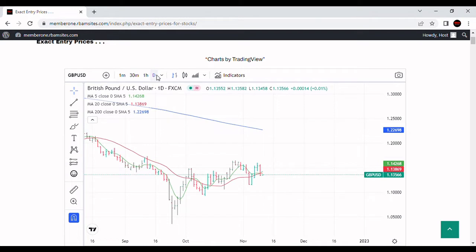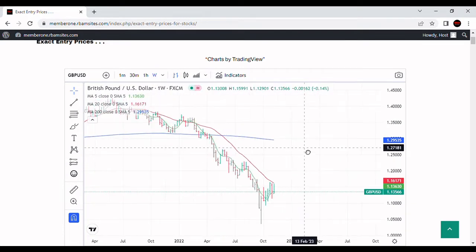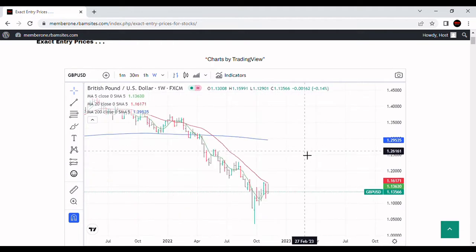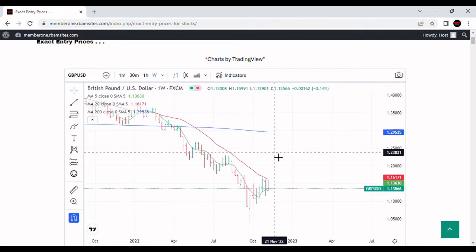Let's take a look at the weekly and see if we can come up with that. We'll go to the hourly and then we'll look at the algorithmically generated entry prices. We can see we bounced off in the past 3 days, very close to the 20-week moving average, which is the downtrend, and it looks like it doesn't have the oomph to get through it yet.